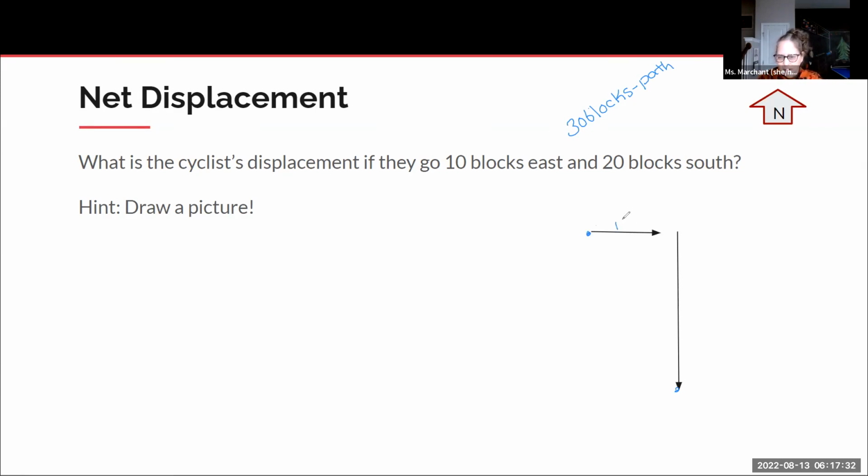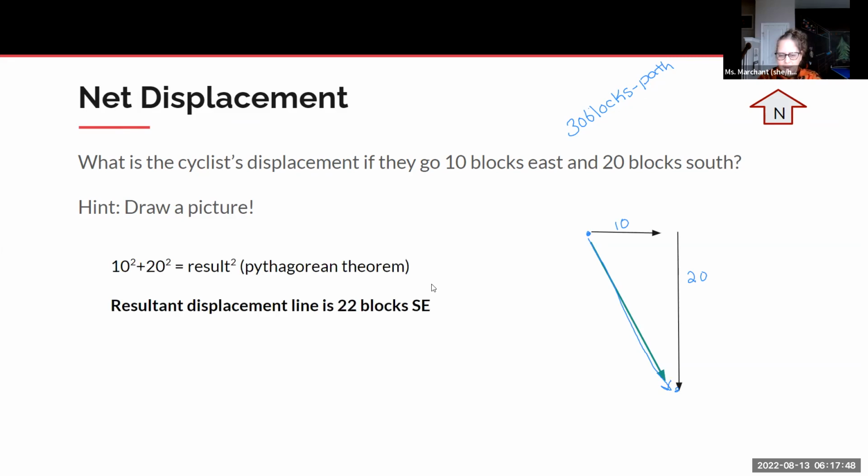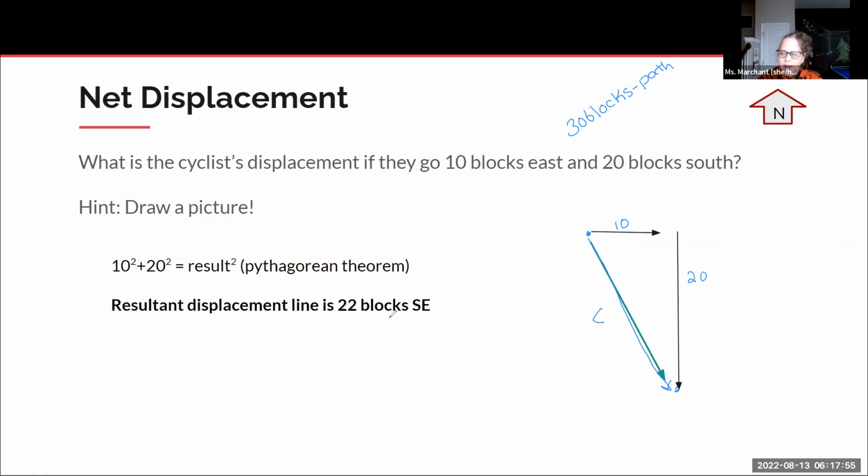I know this is 10 and this is 20. What do I know about the starting and the ending? Pythagorean theorem. 10 squared plus 20 squared is equal to that C side, or the resultant side squared. Okay. 22 blocks southeast. So if it was going east here and south here, then our total direction is southeast.